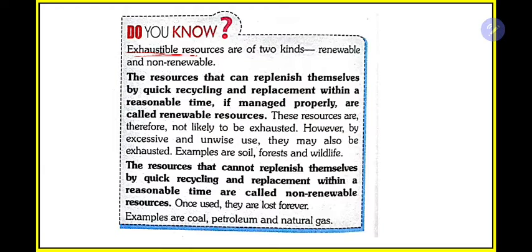Okay, what is non-renewable? If you are burning coal or petroleum, you cannot make petroleum. The way you can plant a tree, you cannot make petroleum at home or in any place. There are some plants which they say will produce diesel, but the production is very less. Petroleum and coal you cannot produce by yourself. So these are non-renewable. You cannot renew these things. So there are two groups in exhaustible resources. One is renewable, another one is non-renewable.